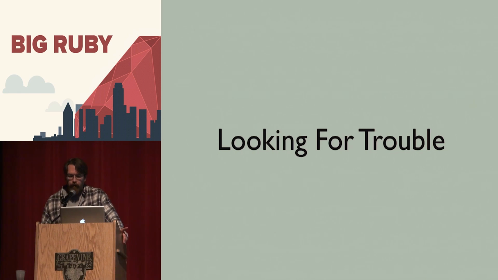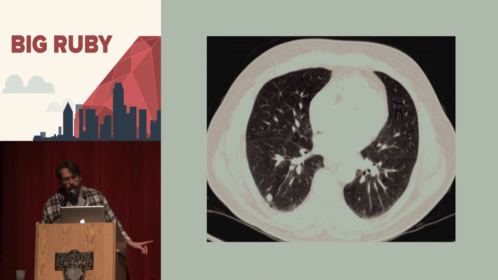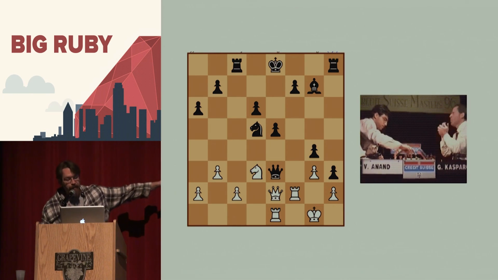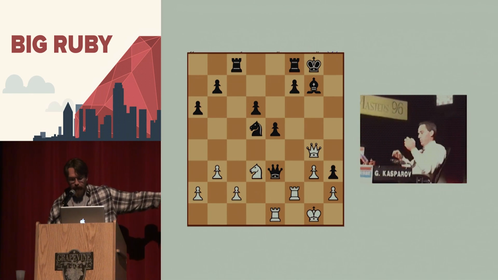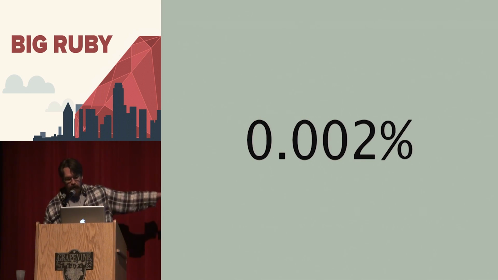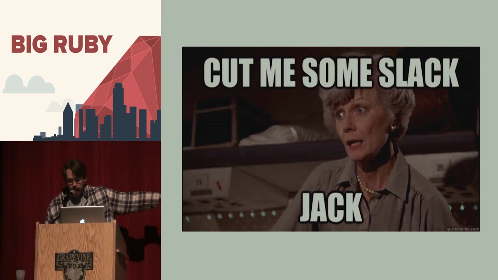NPR recently had an article about how hard it is for professionals to spot problems they are trained to find. So, if 83% of radiologists cannot see the gorilla in this image, if Kasparov can blunder away his queen in a game where he can see the entire board, but I can only see 0.02% of my code base at one single time, cut me some slack.